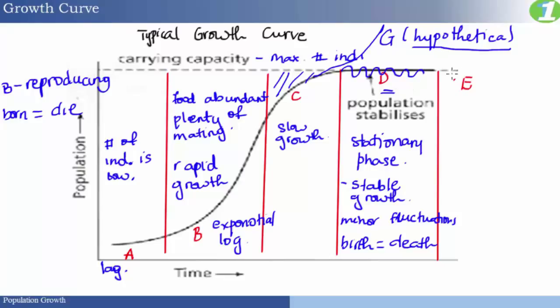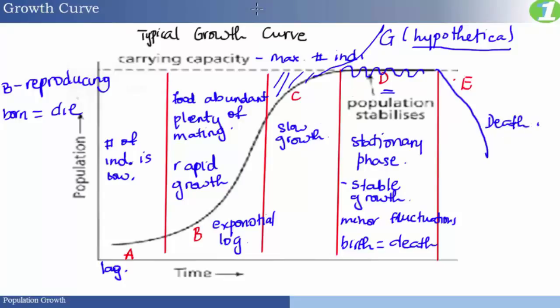But what is happening at E? Now at E, I've placed E there because E can represent something drastic happening in the population. For example, a massive flood or some other type of natural disaster, or the introduction of a new disease, and so the population begins to plummet, right? So this can be death or outbreak of diseases.